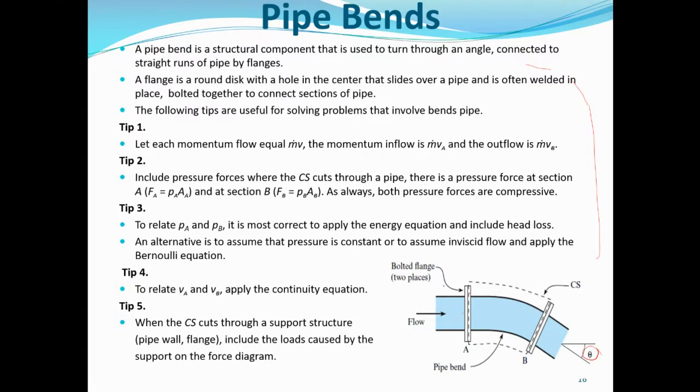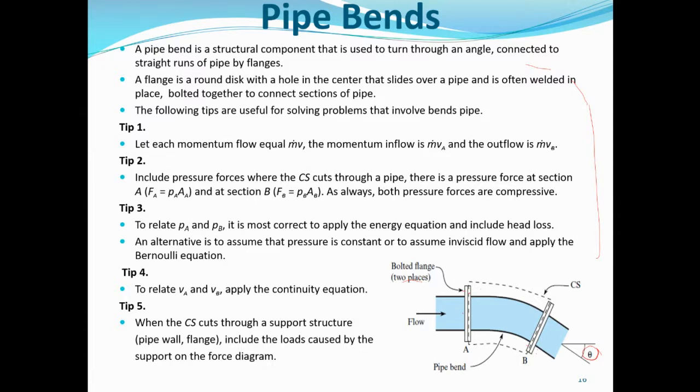These are the flanges, bolted flange. You can see it here, bolted flange, two places. So you put bolt and nut to tie it, and the same thing here, two places. This is the bend, AB. And these are the tips for solving problems that involve the pipe bends.